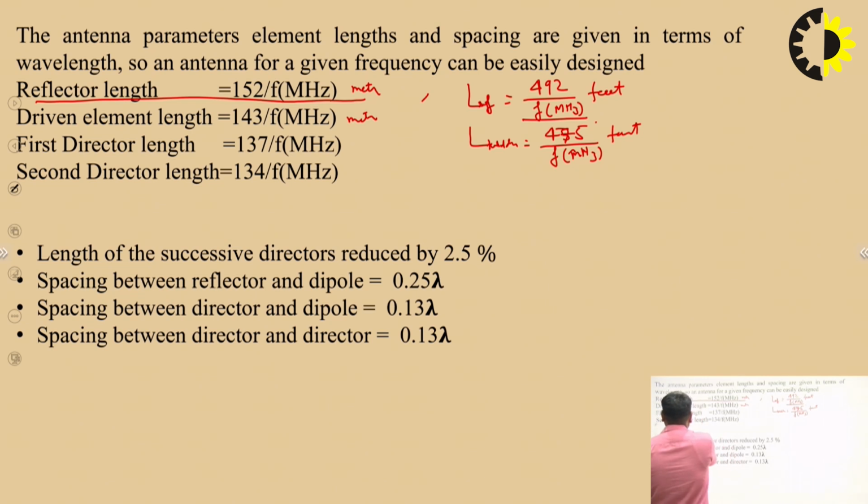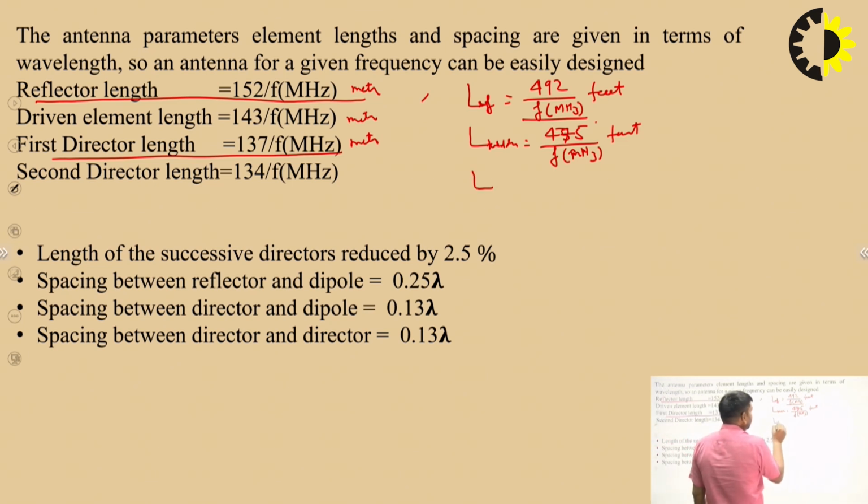And what is the first director length? The first director length in meter is calculated as 137 upon f. But if we calculate in feet, the first director length is 455 upon f in megahertz, in feet.